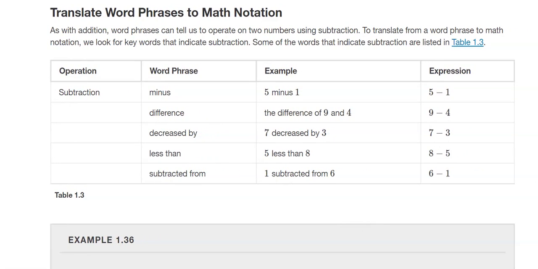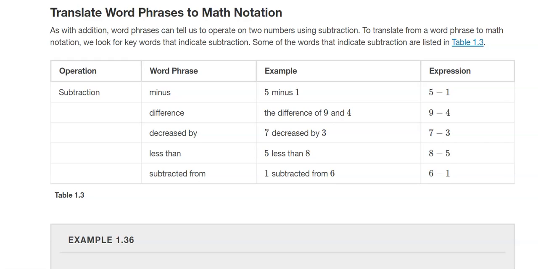And so the word subtraction actually is indicated by the notation, which is the minus symbol, right? This dash-like symbol. So to translate word phrases to math notation, we see that again in real-world scenarios, we don't necessarily use the word subtraction in many cases. We do use other words for it as minus, difference, decreased by, less than, subtracted from, and so on.